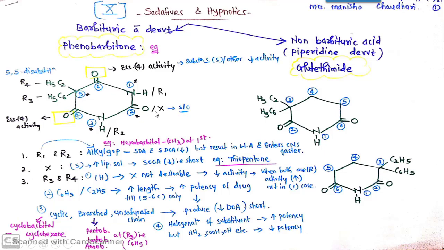Now again this oxygen can be substituted by any halo or any heteroatom. So this is sulfur or oxygen. As we discussed in case of thiopentone, presence of sulfur will increase the lipid solubility and along with it, it will shorten the onset of action.